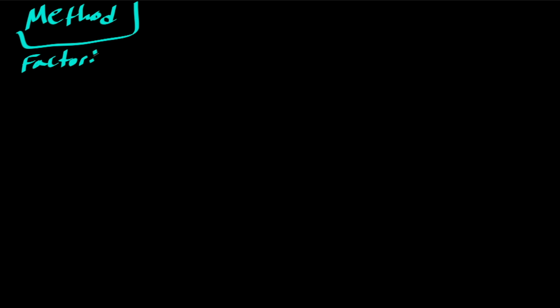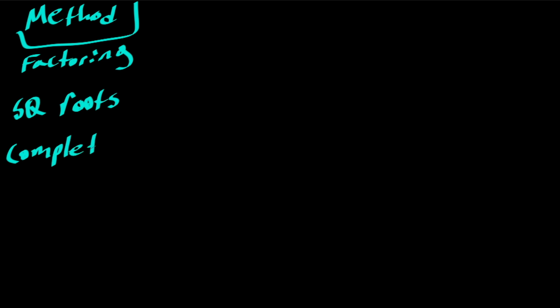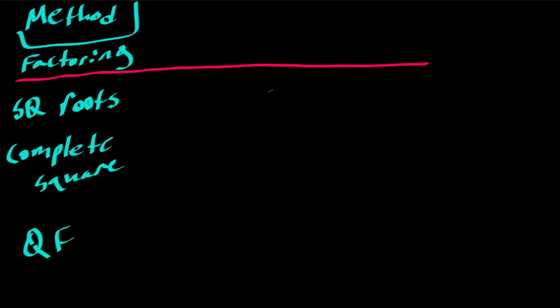Now, the next question is, how do we use all this to choose the correct method? So here are our methods, and I'll try to give you a little cheat sheet for how to choose the correct method. We have factoring. That's a method that we've looked at. We have square roots. That's a method that we've looked at. We have complete the square. And then we also have the quadratic formula. I'll just write that as QF. Now, here's how I know when to choose each of these methods.